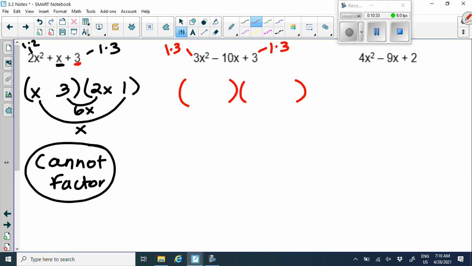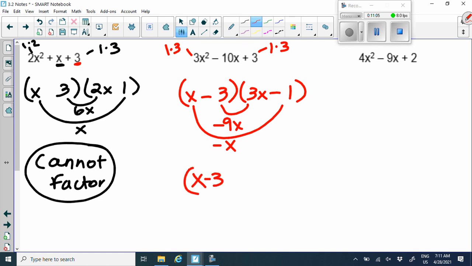Okay, so we have x and 3x. Let's try 3 here and 1 here, okay? So I multiply the inner. 3 times 3x gives me 9x, and x times 1 gives me x. Now I want to add up to a negative 10x, so that means both of my values have to be negative, because negative 9 minus 1 gives me negative 10. So I do both negatives here, and if I do negative 3 times the negative 1, that does multiply to a positive 3. So we factored this correctly. So here's my final factorization: x minus 3 times 3x minus 1.